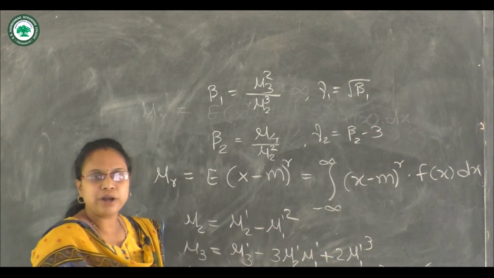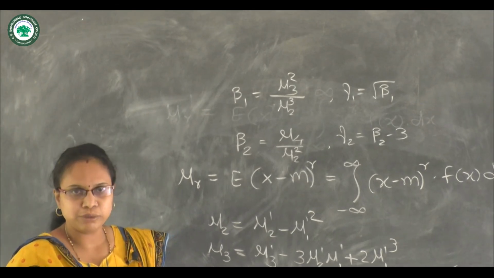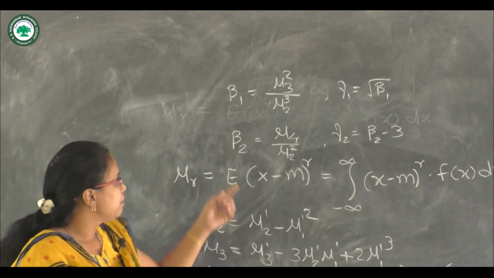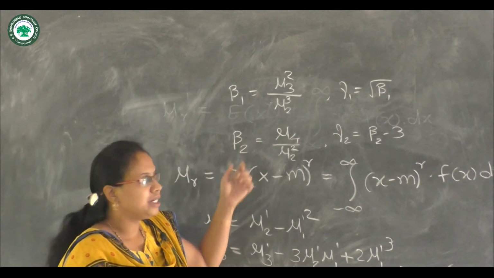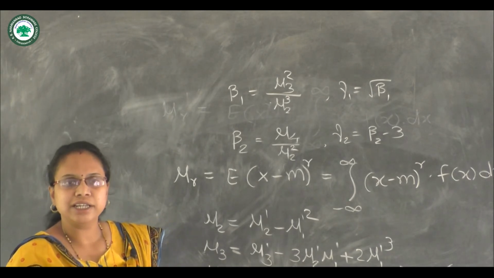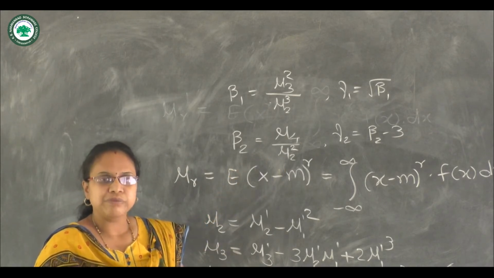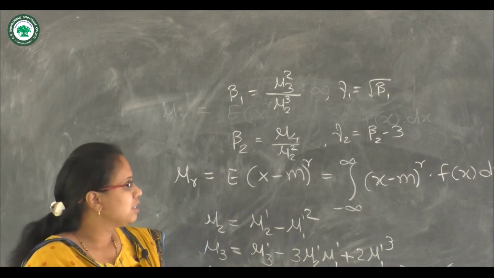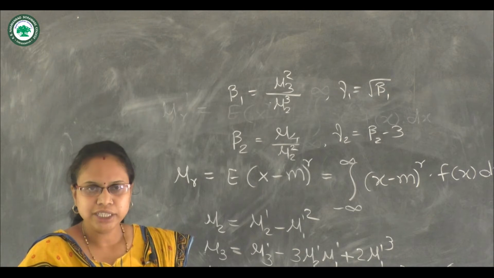From beta 2 and gamma 2, we say what the kurtosis of the given distribution is, whether the given distribution is leptokurtic, mesokurtic or platykurtic. If beta 2 equals 3, then it is mesokurtic; if it is greater than 3, then it is leptokurtic; and if it is less than 3, it is platykurtic. In this way we can say about the nature of that distribution. So depending on these moments and Pearsonian's coefficients, we can tell about the nature of the distribution.